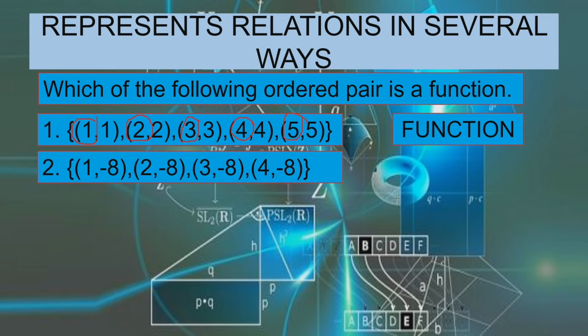How about number 2? (1,-8), (2,-8), (3,-8), and (4,-8). Based dito sa example number 2 natin, kung makikita nyo, walang naulit sa x values natin, pero sa y values, may naulit. Pero ang titingnan lang natin para malaman kung ang ordered pair is a function or not, ang basis lang natin ay dapat hindi nauulit yung x natin. So, this is a function.